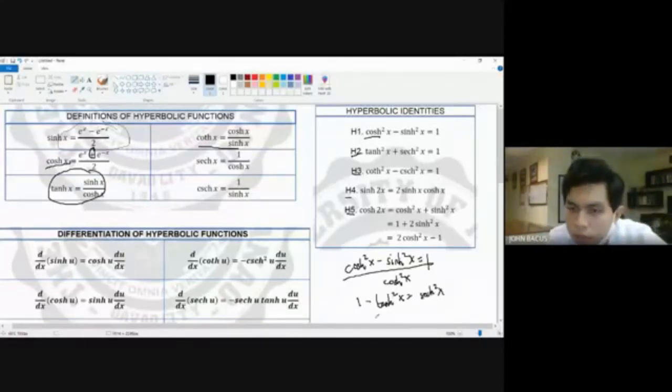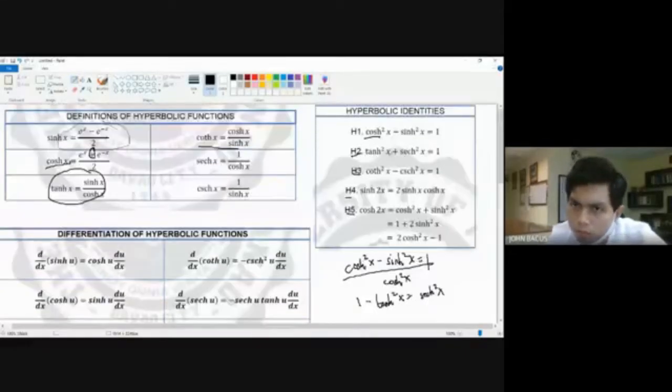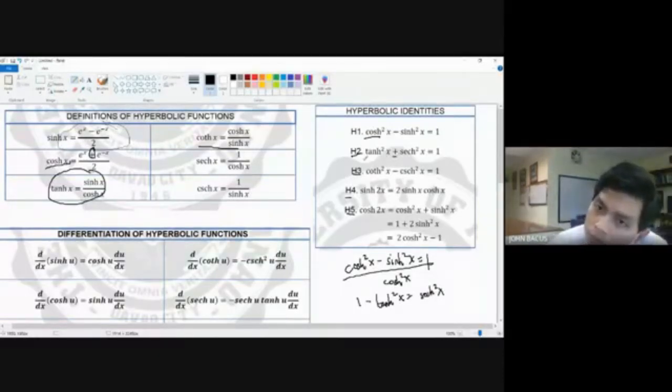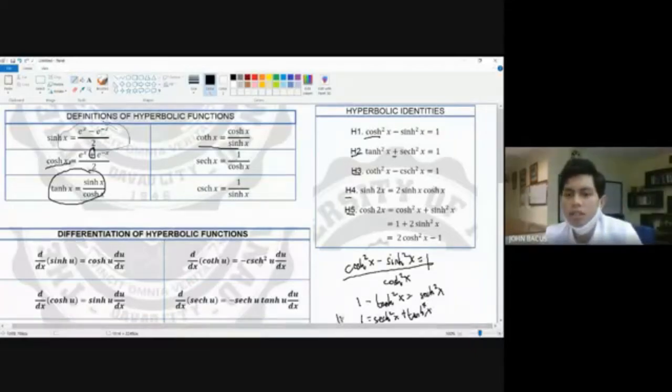Therefore, we transpose them. 1 minus tan h squared is equal to secant h squared. Sin h over cos h, so 1 is equal to sec h squared, after transposing. That is H2.